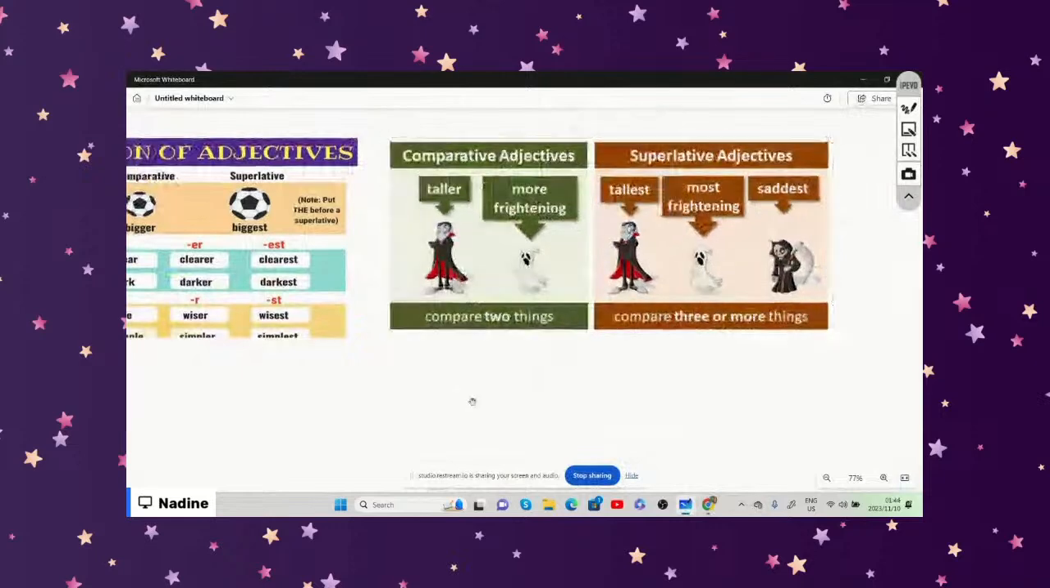All right, so lastly, just one example of a comparative adjective, right? Here we have taller, and here the superlative, meaning he is the tallest or the saddest, right?